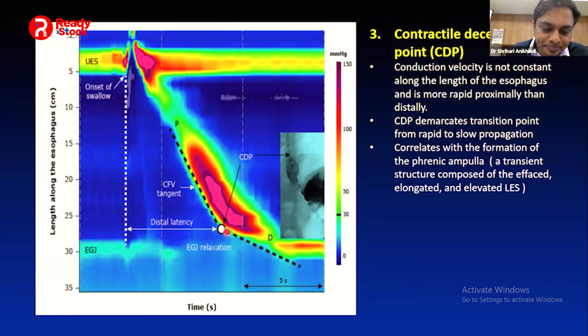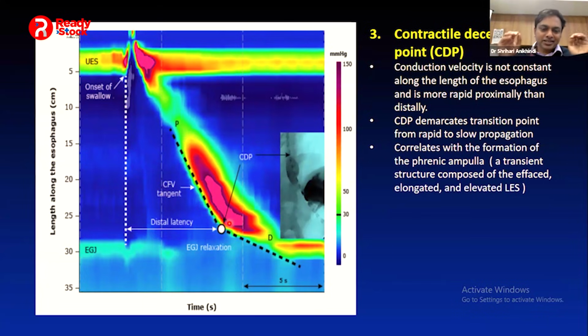So this point is called the contractile deceleration point. It is that point where the peristalsis slows down. This is very important because with this CDP, we evaluate something called the distal latency. Okay, so what is distal latency? Distal latency is the time between the onset of swallow and where the peristalsis slows down. So in simplistic terms, what it tells us is in what duration the peristalsis is progressing towards the lower sphincter.